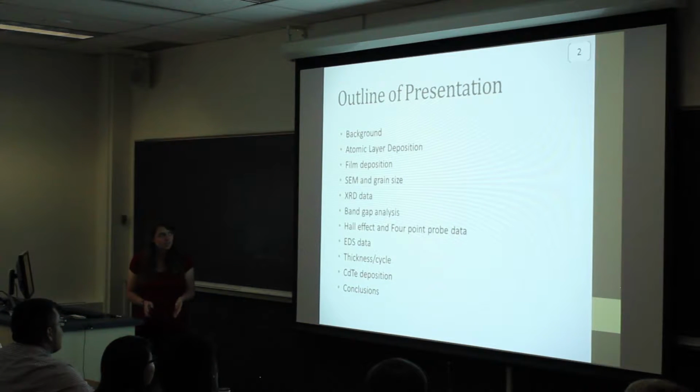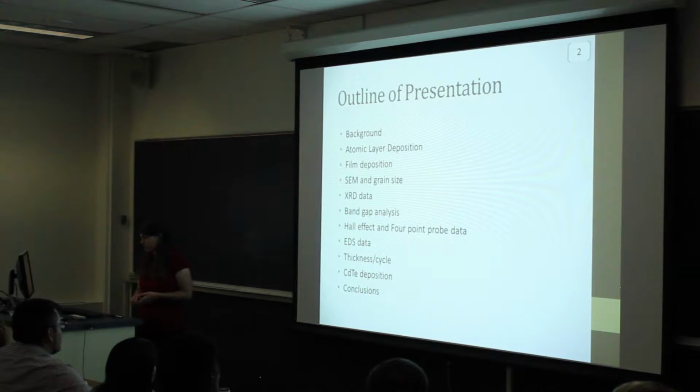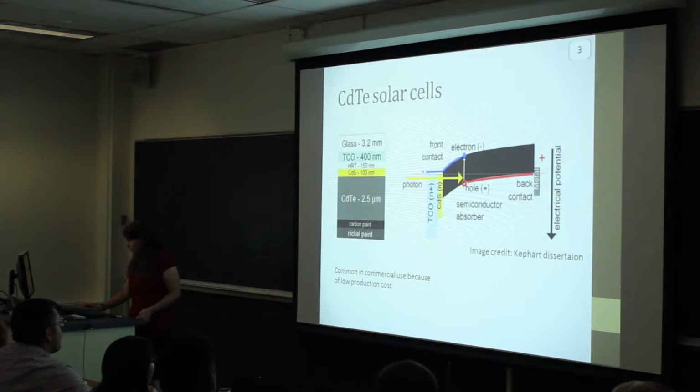So, a brief outline of my presentation. I'm going to be going over background and motivation, atomic layer deposition, the film that was deposited, and its optical and structural characteristics, as well as its electrical properties, the deposition rate, cadmium telluride deposition, and conclusions.